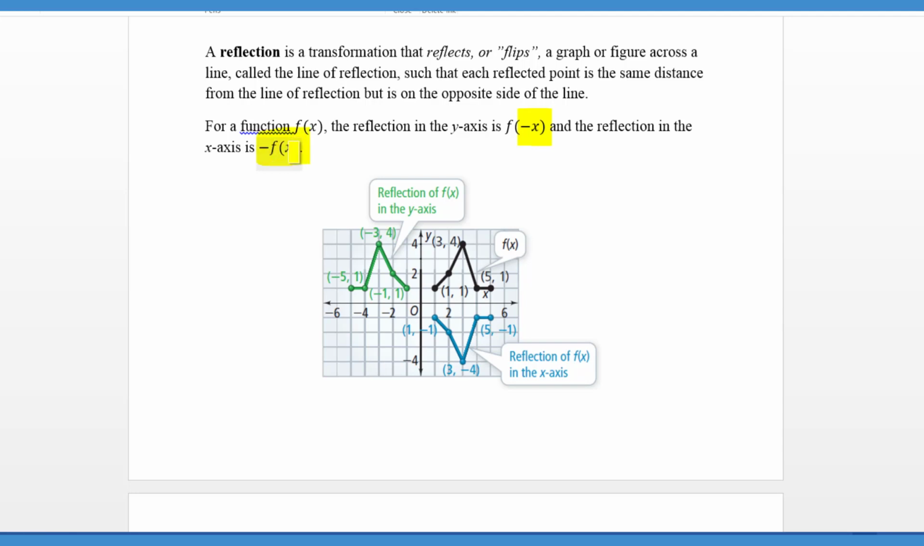Now, on the other side of that, if we reflect over the x-axis, the y value is negated. And you notice here we say negative f of x, but if you recall, y is the same thing as f of x. So if we negate the y, which is what's happening in that reflection, we're also negating the f of x. So that's in effect doing the same thing. If we reflect over the x-axis, we're negating the y, or the entire f of x function.